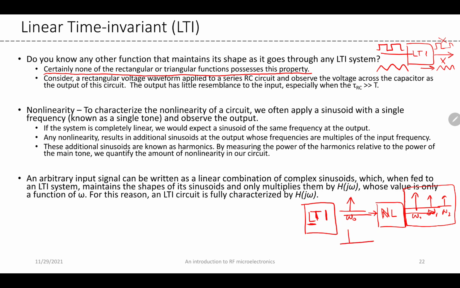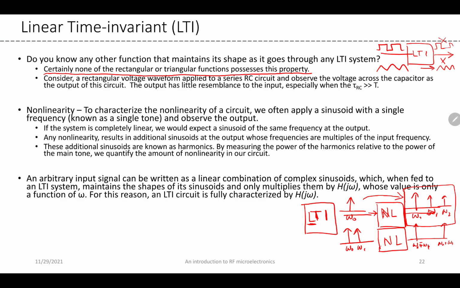Or if you provide two inputs, we'll talk about these different methods in the future, to a non-linear system, then you see components which are an algebraic sum or an algebraic difference of these two at a different frequency, omega naught plus omega 1, or at a different frequency, say omega naught minus omega 1 or omega naught plus omega 1. So then again, you can characterize the system to be non-linear, because this is not linear behavior.